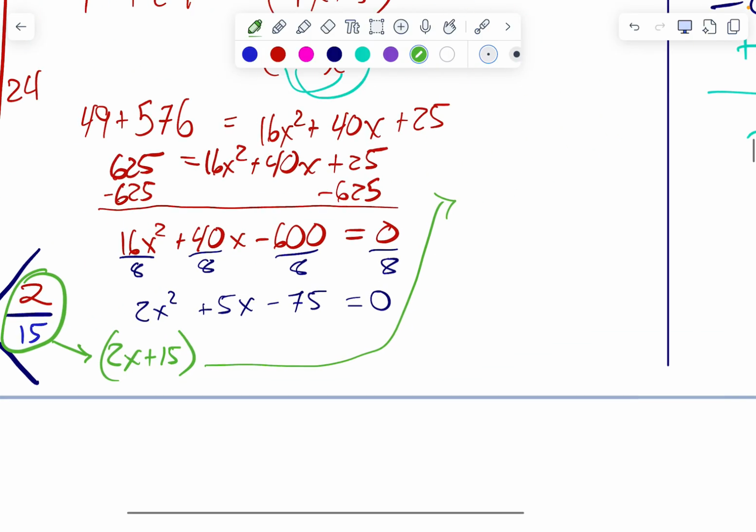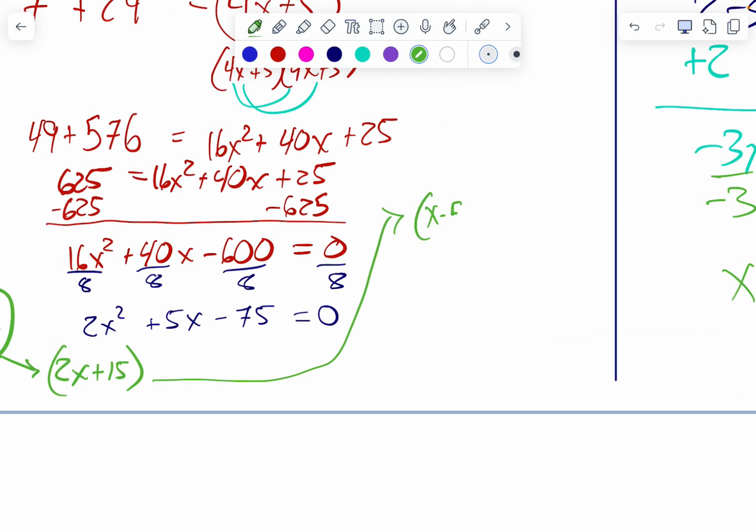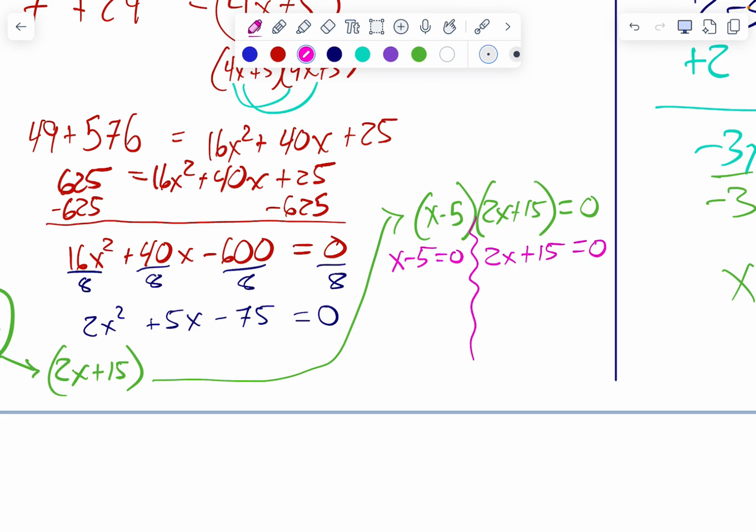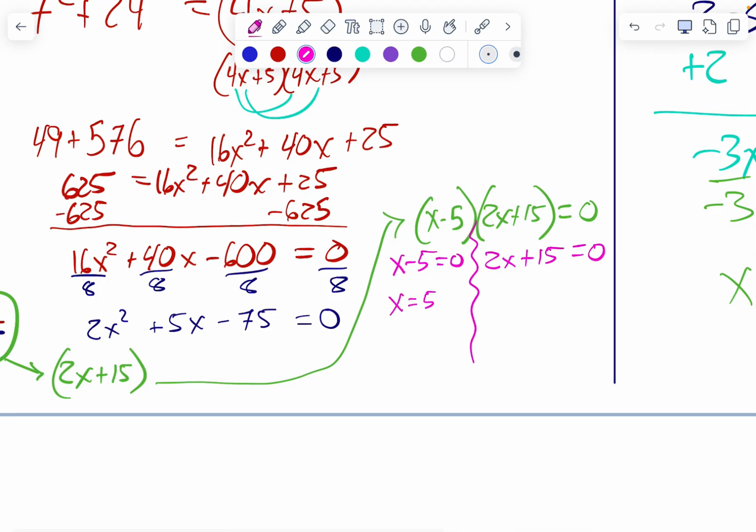And let's bring that over here. So we'll get x minus 5 times 2x plus 15 equals 0. All right, how do we solve from there? Two things being multiplied equals 0. That means one or both of them is 0. So we just check where that's true. So we set each piece equal to 0. Like that. And then you have these two little mini equations to solve that are usually pretty short. So like this one, we add 5, so we'll get x equals 5.